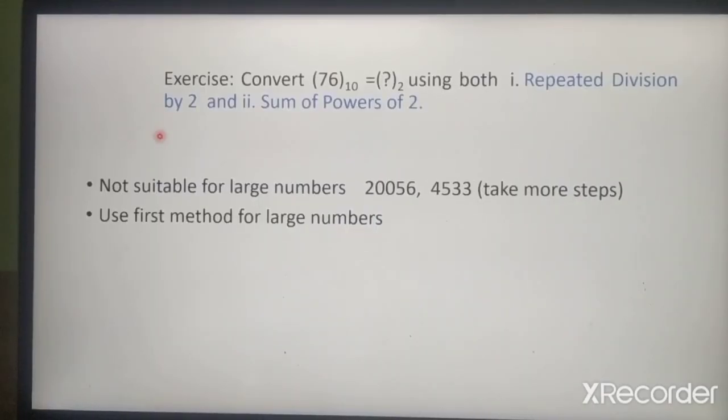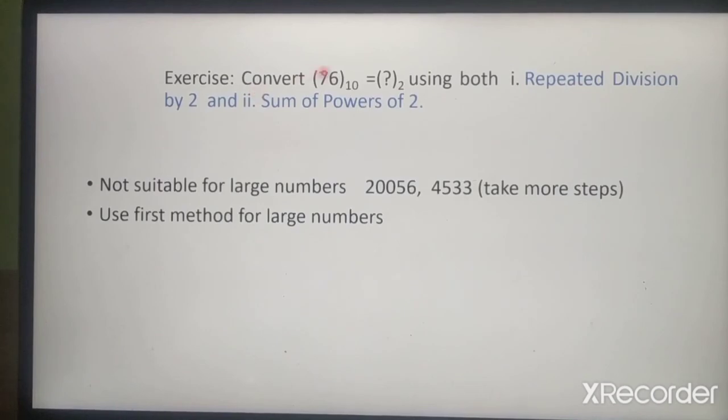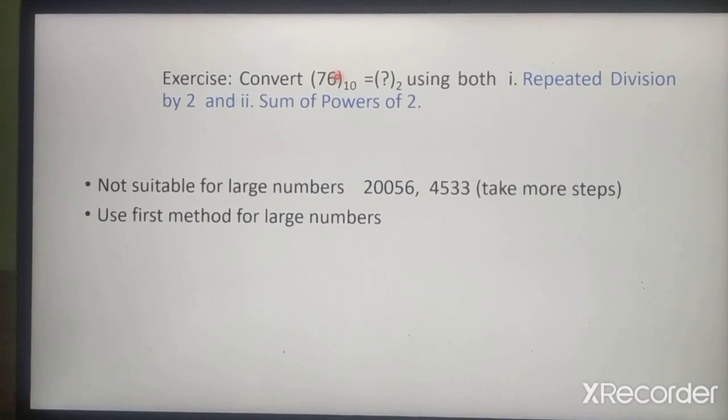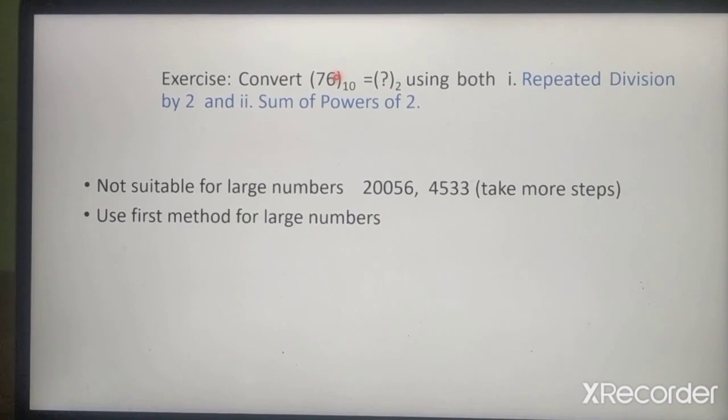Here is an exercise problem. Please all of you try to solve this problem and send the answer in the comments. Convert 76 from base 10 to the equivalent binary number using both repeated division and sum of powers of 2. First we can do repeated division. 76 you have to divide by 2 until you get the quotient as 1 or 0. When you get 1 or 0 as a quotient, you can stop the process. For the final answer, you write from bottom to top along with the last quotient value.